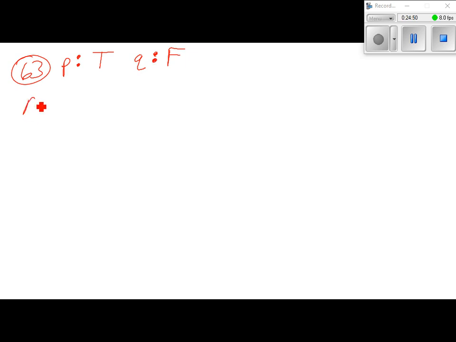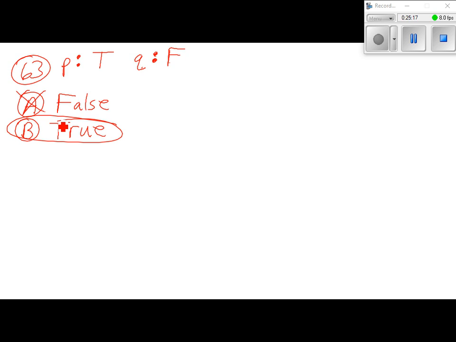Letter A says not P. So not P. If P was true, then that means not P has to be false. So A won't work. We just want the ones that are true statements. Then the next one says not Q. Well, if Q was false, then not Q has to be true. So B is one of our answers.